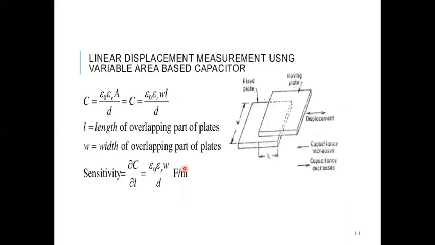This is another sensor, linear displacement measurement using a variable area based capacitor. Same here, we are calculating the sensitivity. Sensitivity depends on the change of capacitance with respect to the change of length, so the unit of sensitivity will be farad per meter. That is epsilon 0 epsilon r W divided by T. W is the width of the overlapping part of the plates, and L is the length of the overlapping part of the plates.